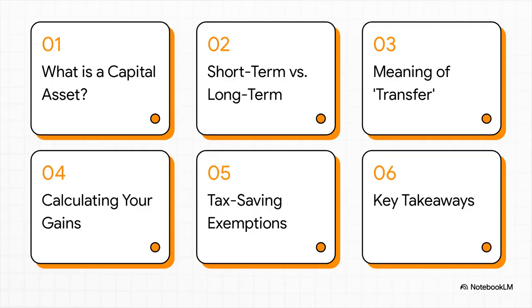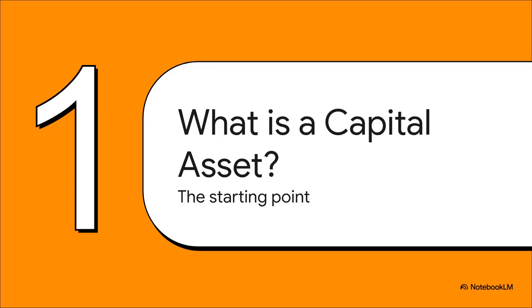So here's the game plan. We're going to start with the absolute basics. What even is a capital asset? Then we'll get into how to classify it, what actually triggers the tax, and then we'll walk through the math of calculating your gains. And of course, we'll finish with the best part, the totally legal ways you can lower that tax bill.